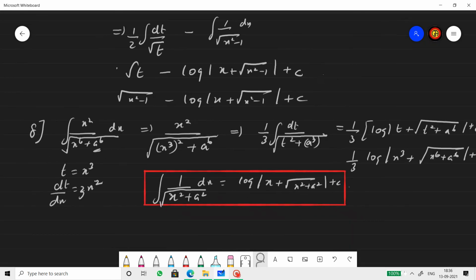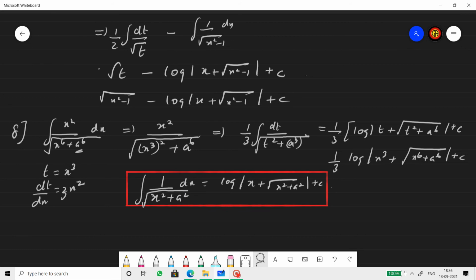8th question. Integration of x square by root over x to the 6 plus a to the 6. So the problem is the x square term. Somehow I have to get rid of this x square. I have no issues with this a to the 6. This will not hinder us from using the formula. So a to the 6 is fine.